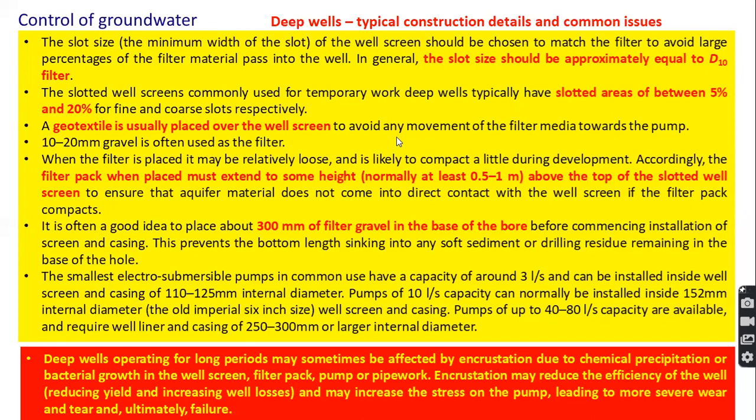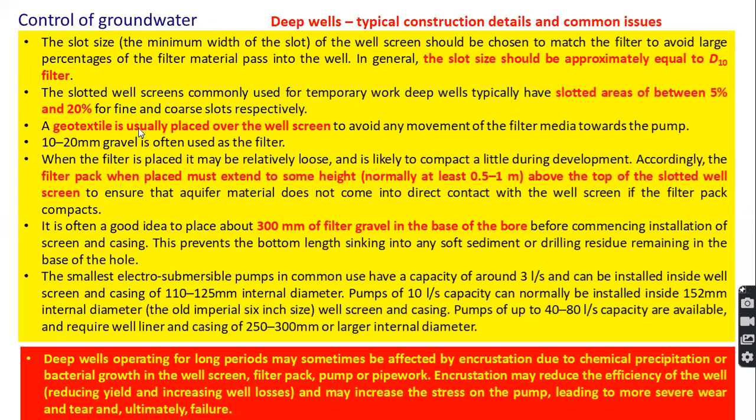Some typical design considerations and construction details for deep wells are given here. It is recommended to have the slot size approximately equal to D10 of the filter media. Then about 20% of the casing has to be slotted, in general.